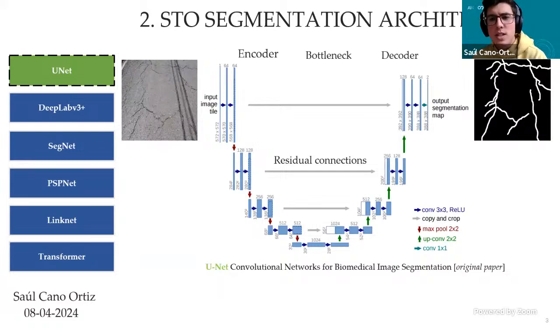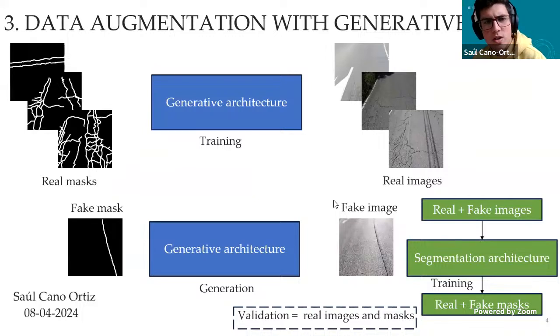So right now I'll be digging into the inverse problem, which is data augmentation with generative architecture. Imagine that you don't have a lot of images, that you don't have a lot of labeled data. The idea of a generative architecture is to receive as input the real mask and the real image. You can imagine, okay, then what's the benefit? Because we also need to label.